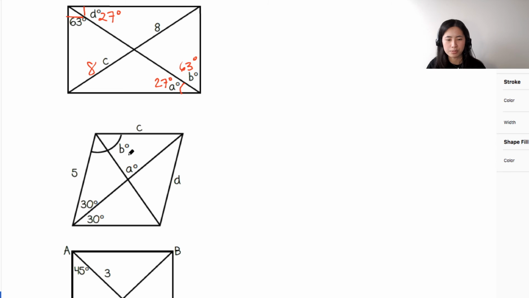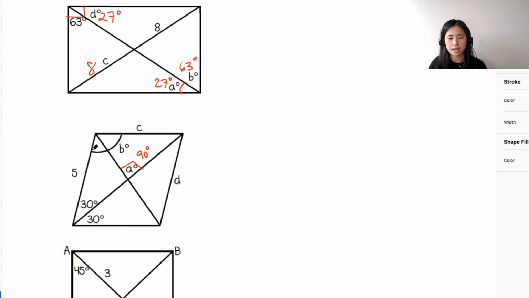Okay, so in the rhombus, remember that when you have diagonals, they form a perpendicular bisector when they intersect. So that means this A degrees needs to be 90 degrees. So yeah, this is 90 degrees. So A degrees is 90 degrees, right?